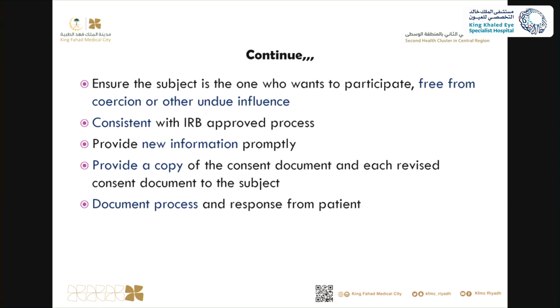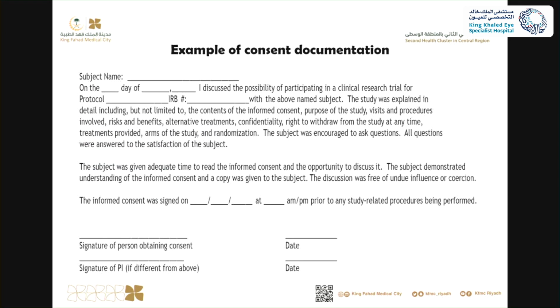So ensure the subject is one who wants to participate, free from coercion or other undue influence, as you heard. Consistent with the IRB approved process. Provide new information if there is anything that comes up and you want the subject to know about. It's the time where this process stops and you inform the subject about any new information. And you need to document that, of course. Example of consent documentation: the subject name on the day of so and so. This needs to be in the file, because now we're having the EPIC, so it's very nice and easy.